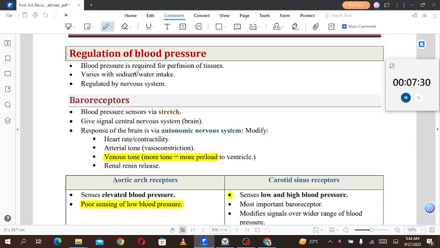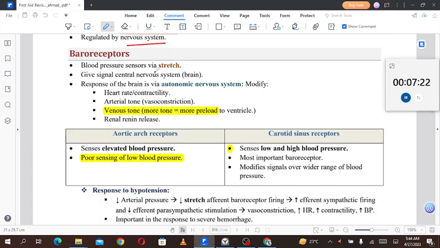Regulation of blood pressure. Blood pressure is required for the perfusion of tissues, varies with sodium and water intake, and is regulated by the nervous system. What are baroreceptors? Baroreceptors are blood pressure sensors that work via stretch. So when they are stretched or not stretched, both stimuli go to the brain, and the brain is made aware that the blood pressure is increased, decreased, or normal. They give signals to the central nervous system, that is, the brain.